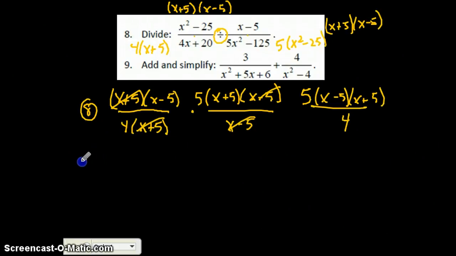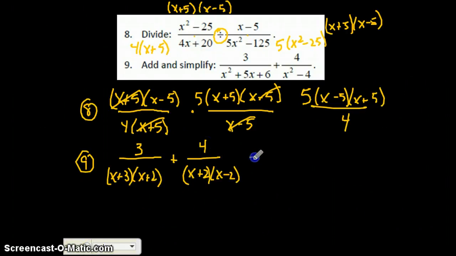All right, question number 9. Okay, we're just sort of tackling these. On question number 9, this is a rational expression problem. So what I'm going to do is I'm just going to factor the bottom. Okay, so my common denominator is going to have all of the factors that I need. I need an x plus 3. I need an x plus 2. Now I look over here. I have an x plus 2. I'm okay with that, but I need an x minus 2.